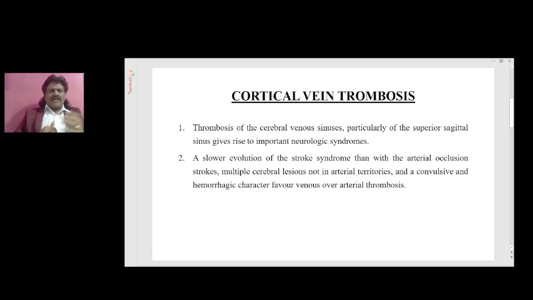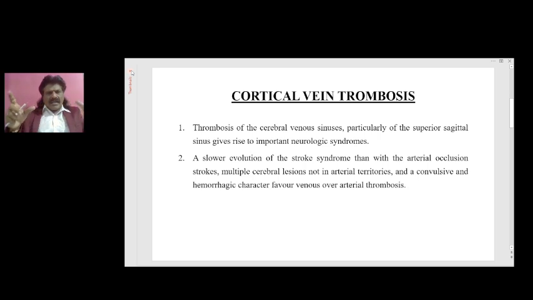In the initial part of my discussion, I told that 99% of the strokes are because of the artery and arterial thrombosis, and only 1% of the strokes is because of the veins, resulting in cortical vein thrombosis. So this is less commonly seen, but nevertheless we need to know about it because the manifestations and the treatment are completely different as compared to the arterial stroke.